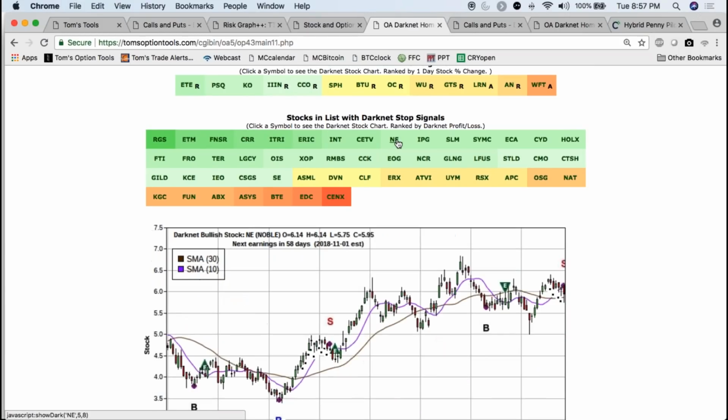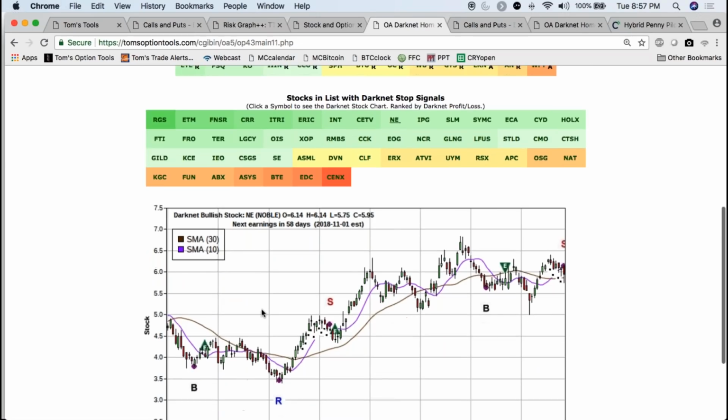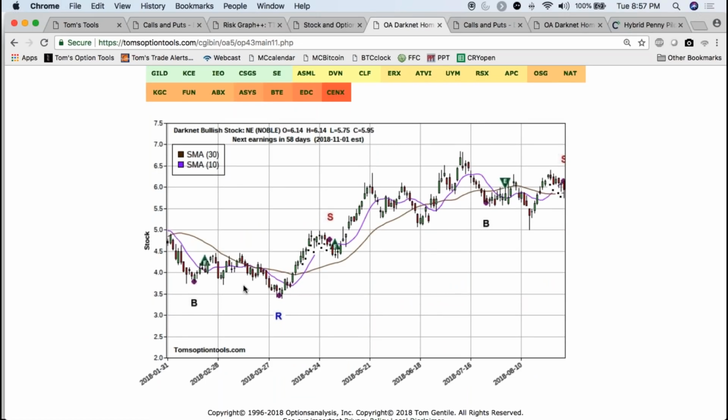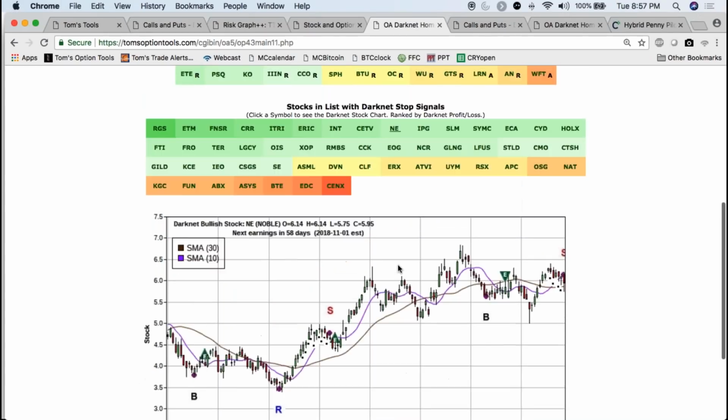Is this Noble? NE, Noble Energy? Yep. There's a buy at 4. There's a rebuy at 3.5. There's a sell at 4.75. Here's a buy at 5. Call it 75, and here's a sell at 6.25. It's a small dollar stock. Might be worth just buying the stock on it. But I just want to show you that.